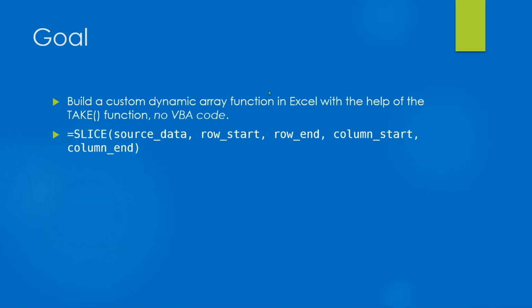So my goal is to build a custom dynamic array function in Excel, which will slice the data automatically for us using the take function. And this is done without any VBA code. The idea is to pass the source data range that we want to slice, the starting and end row indices, just like in Python, and the starting and end column indices to our saved slice function.